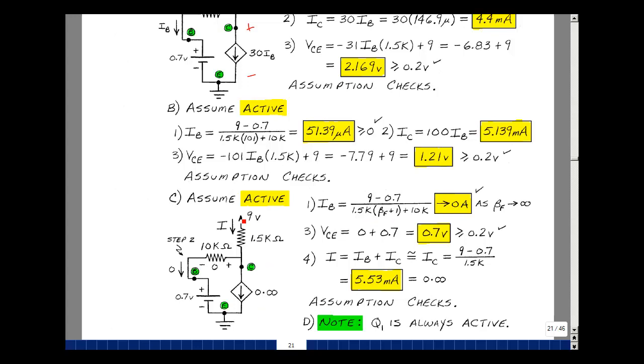In this case, the current in this resistor is very easy to calculate. We get the collector current, roughly the same as the value of I, as 5.53 milliamps. You can see it's approaching that. When beta F was 100, it was 5.139. When beta F was 30, it was 4.4. You get a rough handle on where this current's approaching by making this assumption. It'll get me in the ballpark of the answer.